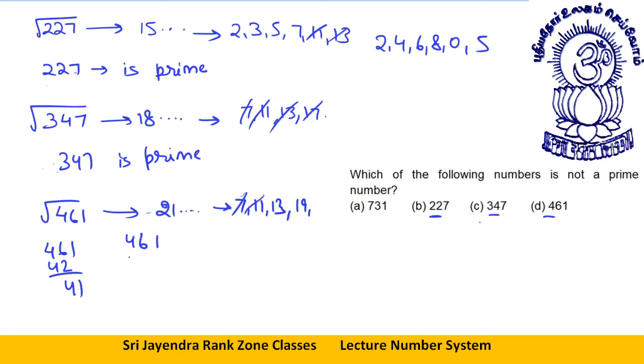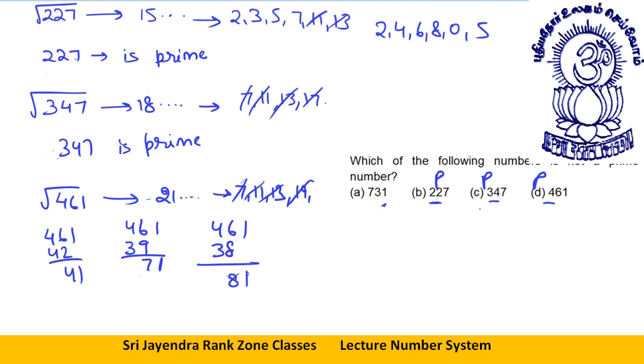461 by 13. 13 into 3 is 39. 71, not divisible. I am tired of this not divisible thing. Okay. Then 461 by 19. 19 into 2 is 38. 81, not divisible by 19. So this is prime, this is prime, this is prime. So this must be your answer.